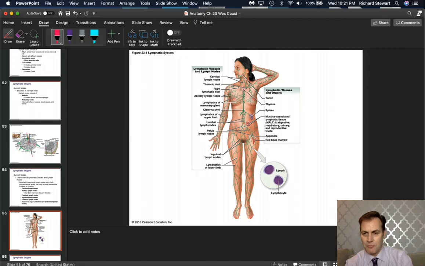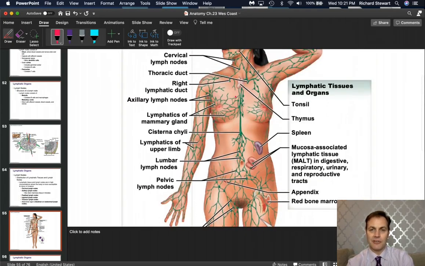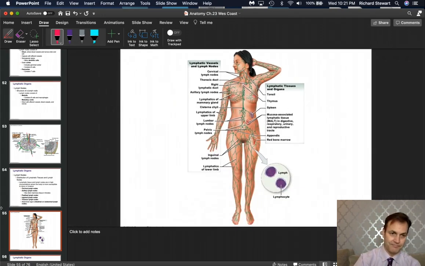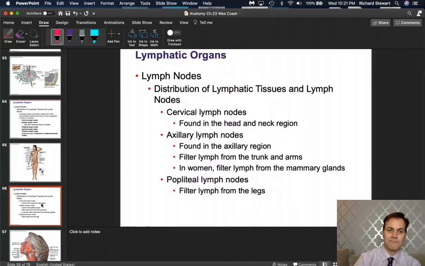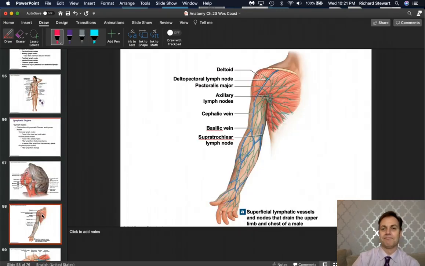So let's see here. All these little bulges, those are lymph nodes. As we come up here, we're going to have our cervical lymph nodes, sublingual lymph nodes, subauricular lymph nodes. That's why we go and touch all around here to feel the lymph nodes. This kind of shows a little bit better. I'm not going to go into it too much, so I don't get too carried away. Axillary lymph nodes.